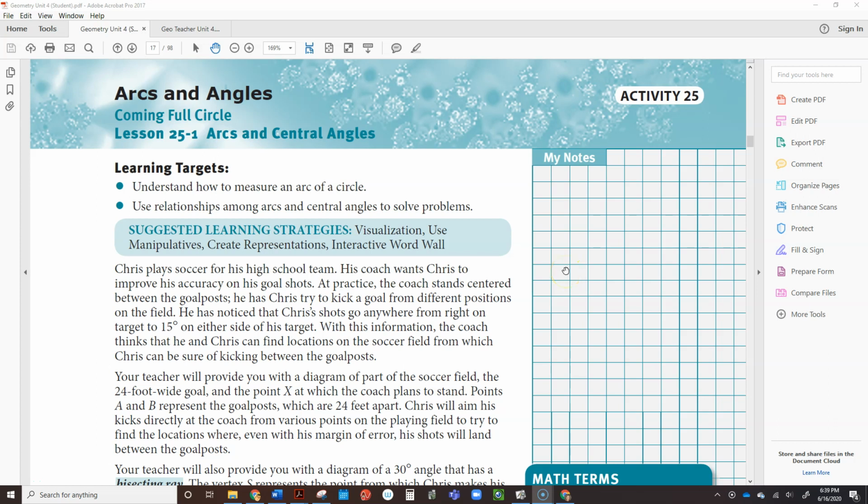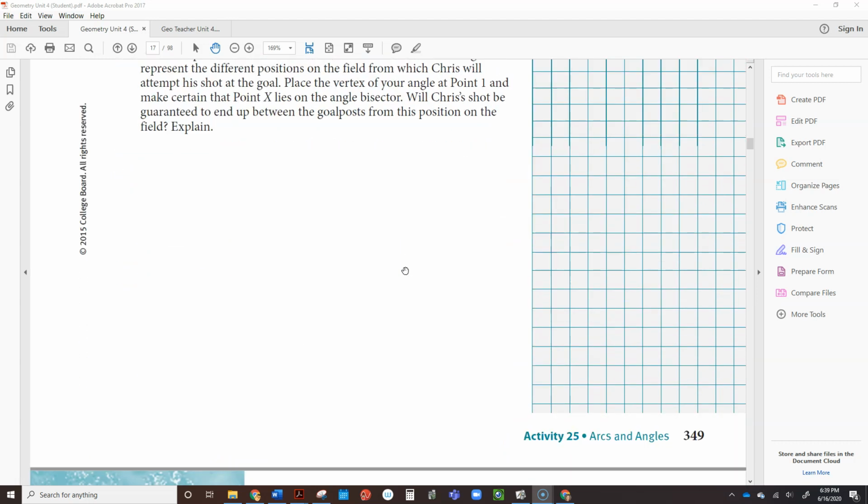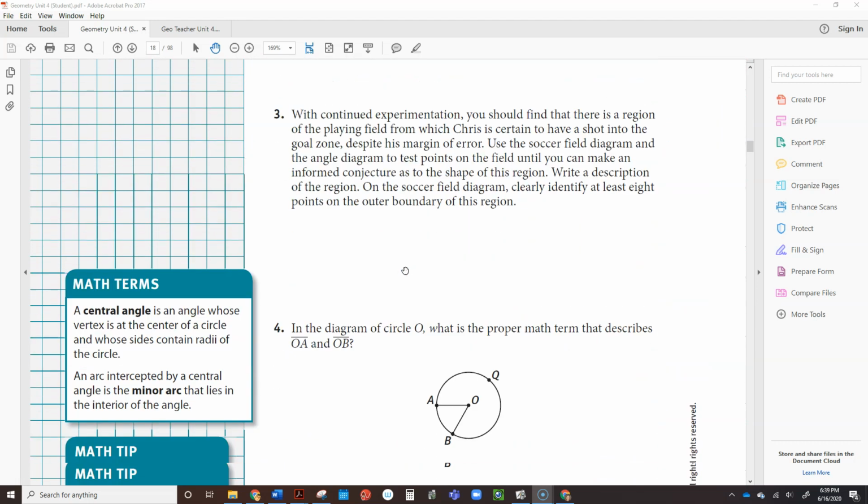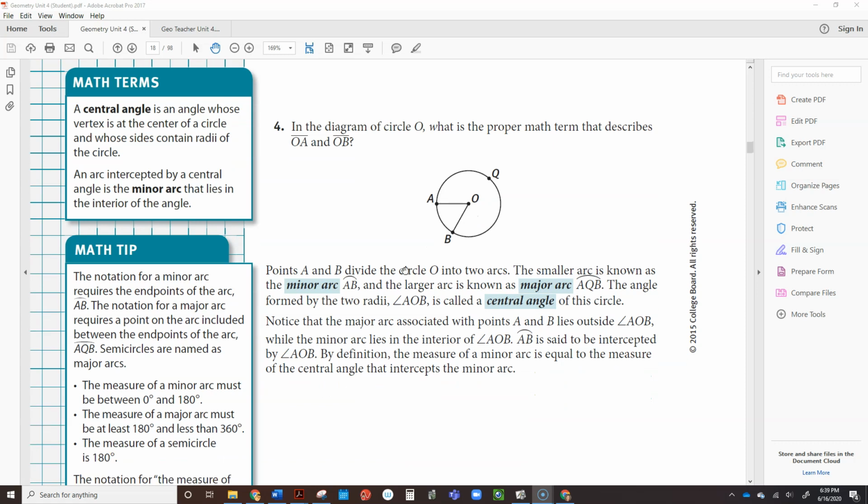This is lesson 25-1. It's on arcs and central angles, things that happen on a circle. I am sure that this first page of contextual situation is completely riveting and interesting, but due to time constraints, I am going to jump straight to the new vocabulary and start working some problems.